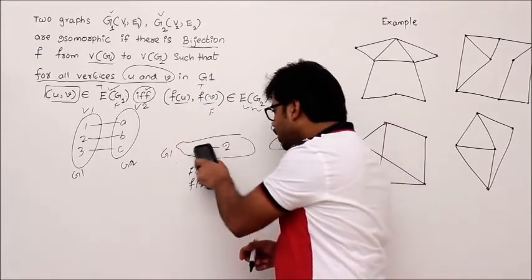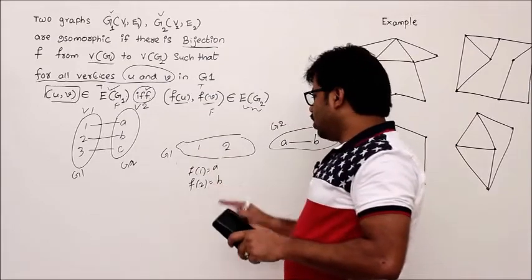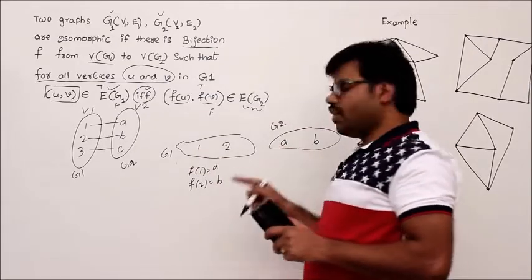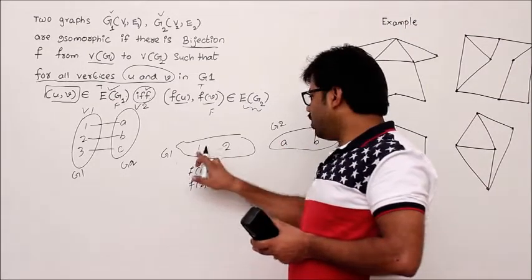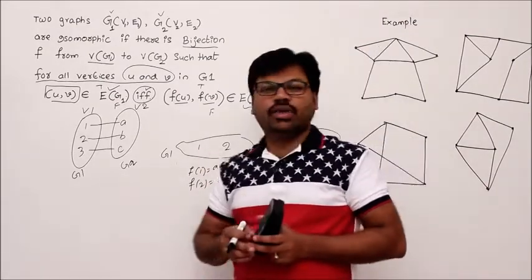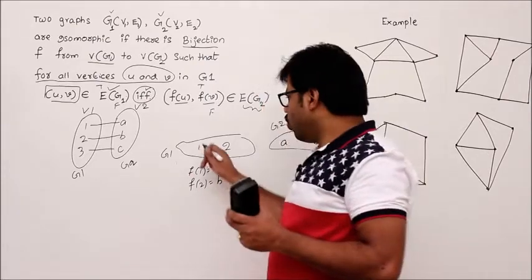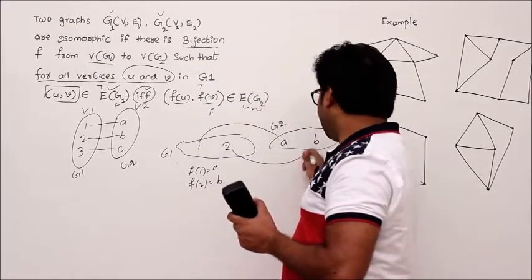So if there is no edge between 1 comma 2, then A comma B also should not have an edge. What is the significance of A and B here? A is the image of 1, B is the image of 2. But how to decide that one's image is A and two's image is B?